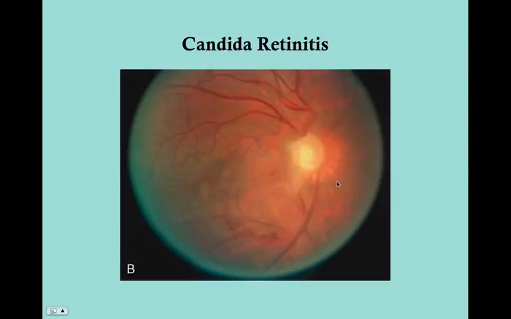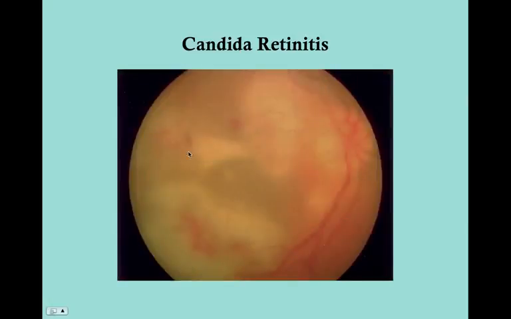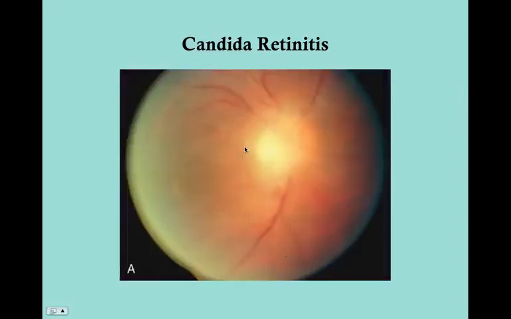So here's Candida retinitis. Note that you can't see the arteries and veins as sharply because of that vitreous haze, and the vitreous haze is just debris in the ocular fluid. So again, here, very, very hazy. But you've got your lesion right here. And this is typically just diagnosed on exam by the ophthalmologist.